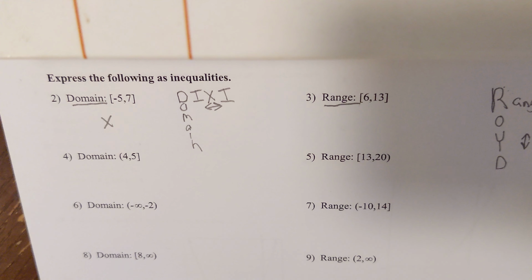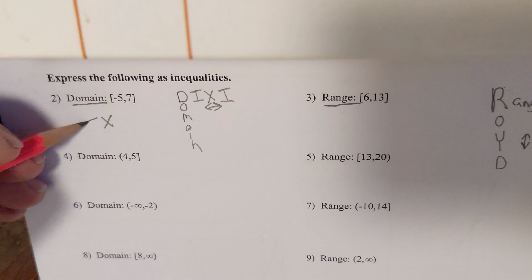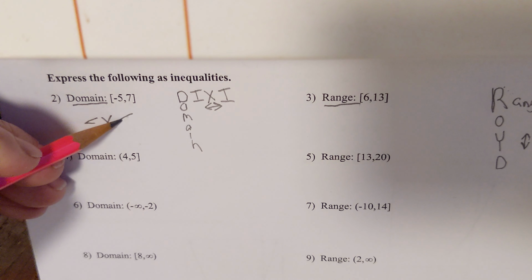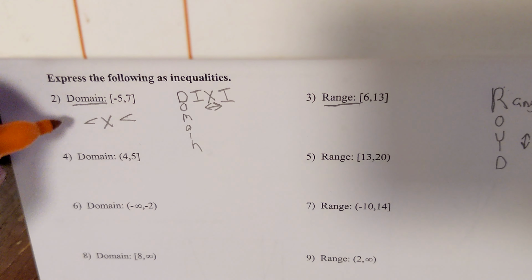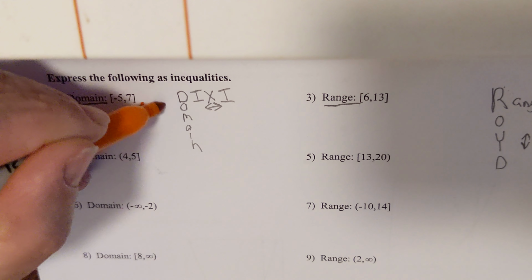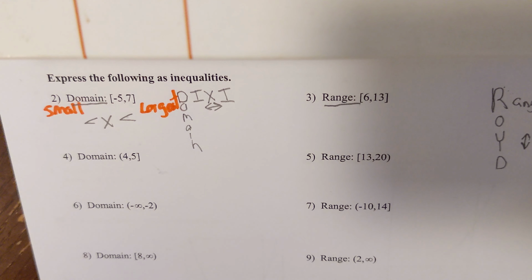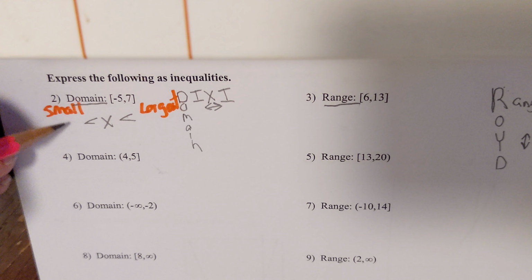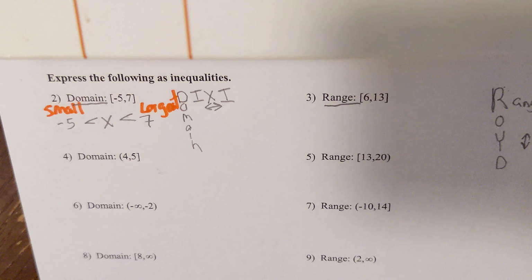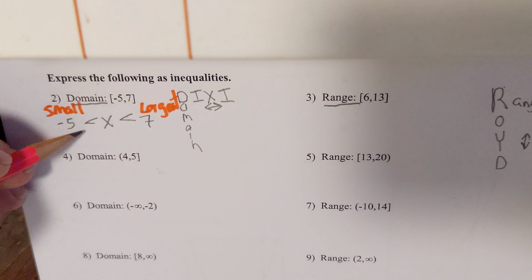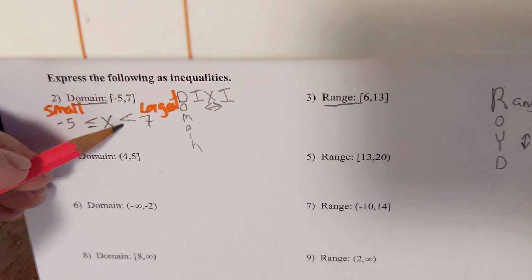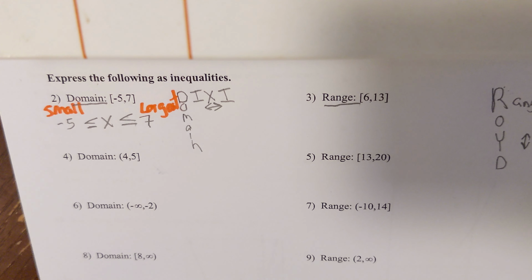All right, so the best way to remember this is to just put X in the middle. Put your inequality arrows pointing to the left, and then you always put the smallest number on the left and the largest number on the right. So here we have -5 as a small number and 7 as a larger number. And because these are brackets and not parentheses, we're going to put our inequality equal to symbol there, just like that. All right, very good.